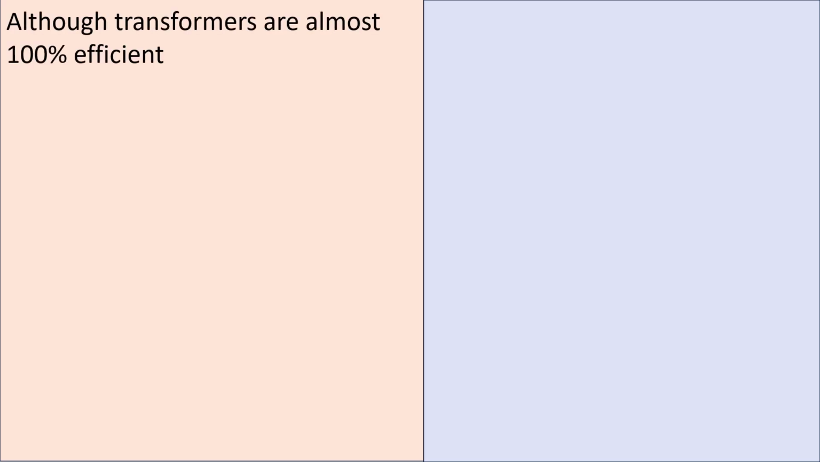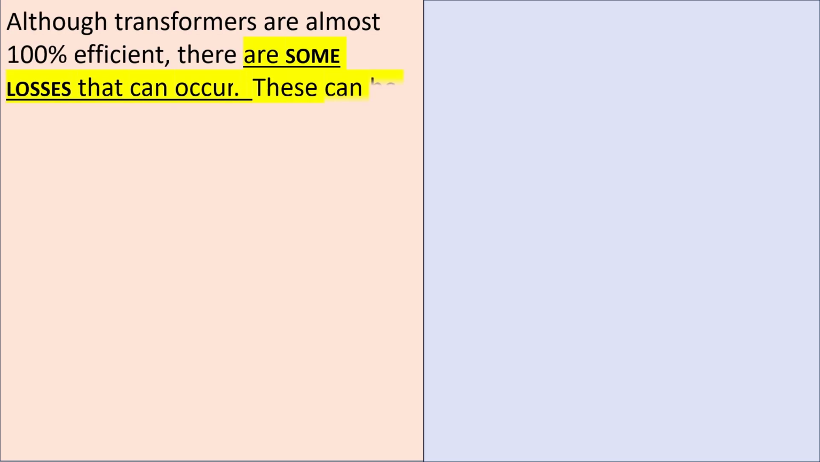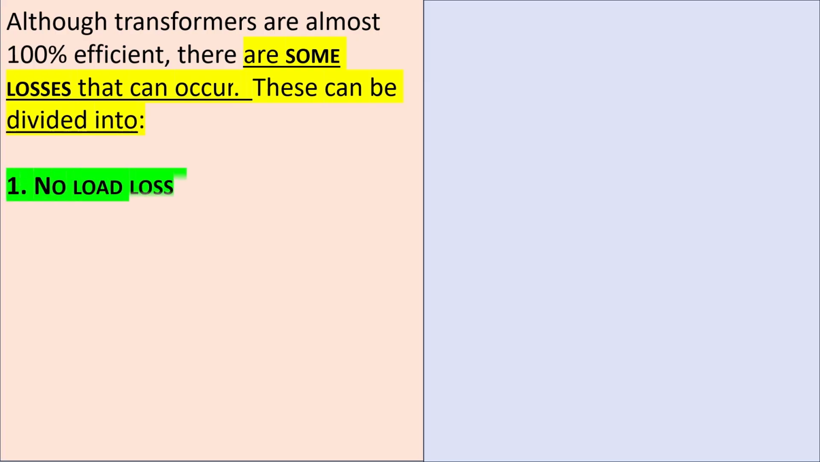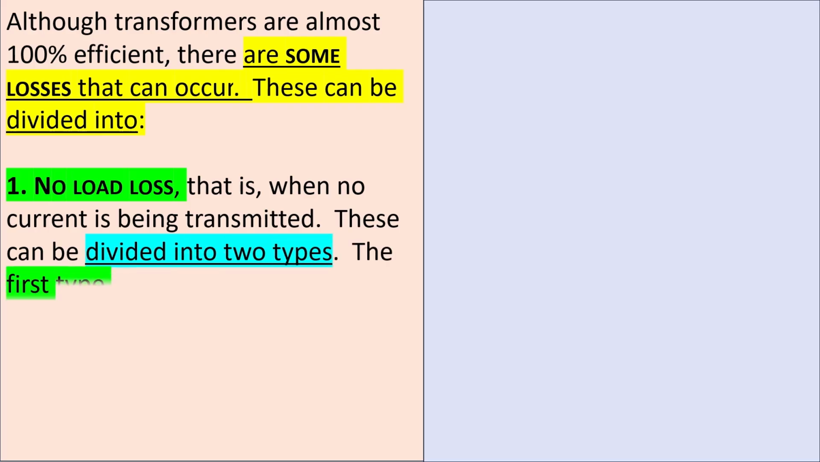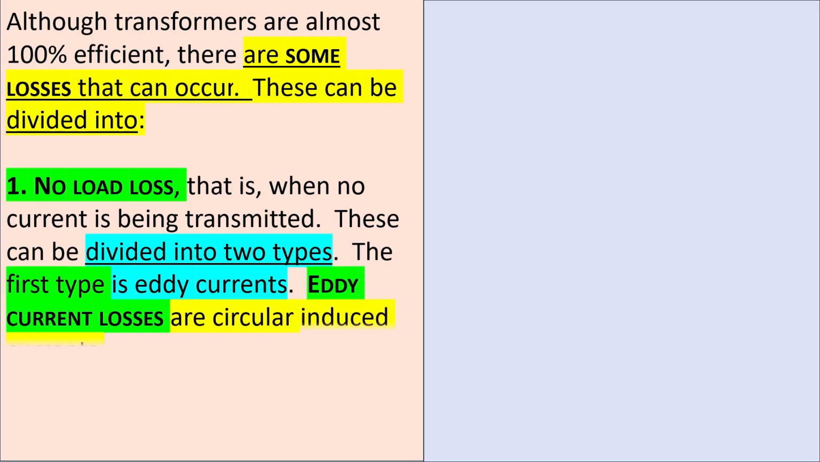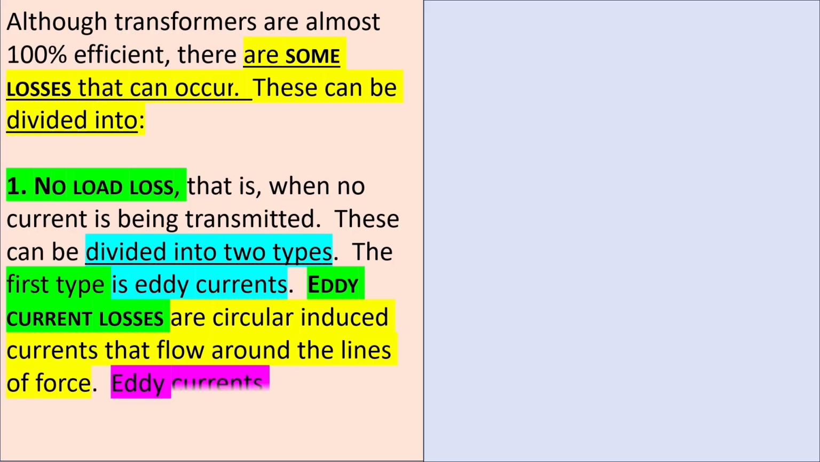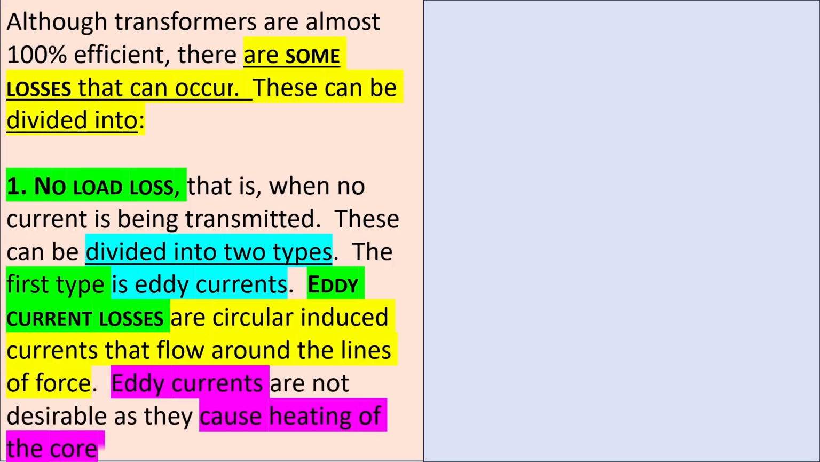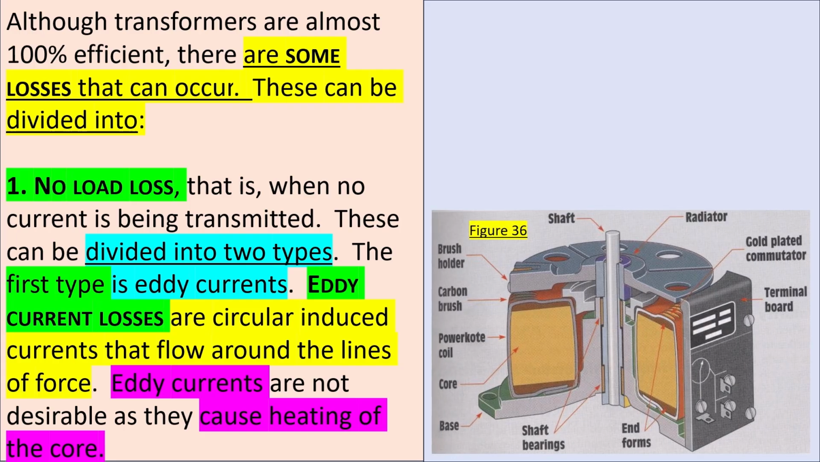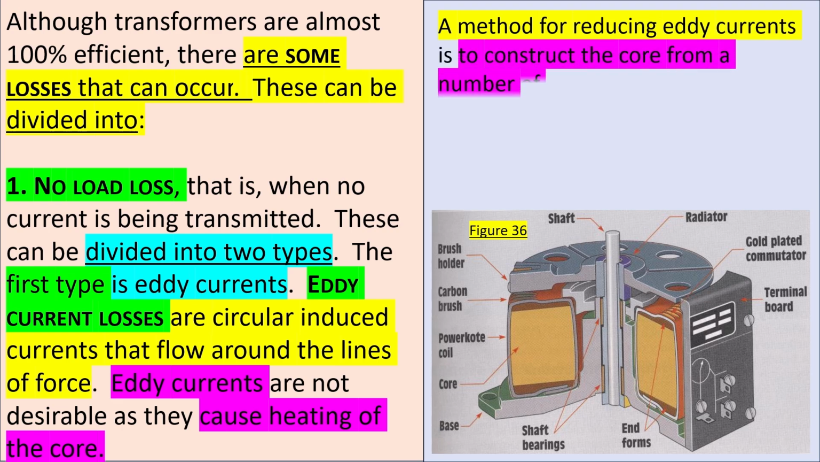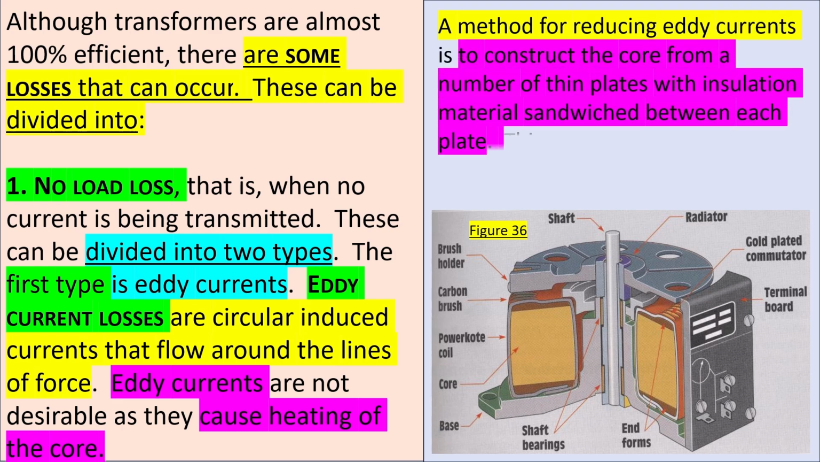Although transformers are almost 100% efficient, there are some losses that can occur. These can be divided into no load loss, that is when no current is being transmitted. These can be divided into two types. The first type is the eddy currents. Eddy current losses are circular induced currents that flow around the lines of force. Eddy currents are not desirable as they cause heating of the core. A method for reducing eddy currents is to construct the core from a number of thin plates with insulation material sandwiched between each plate. This system of construction is called lamination.